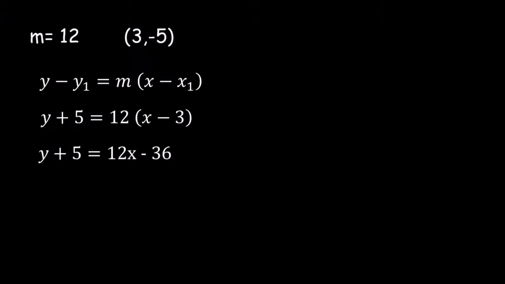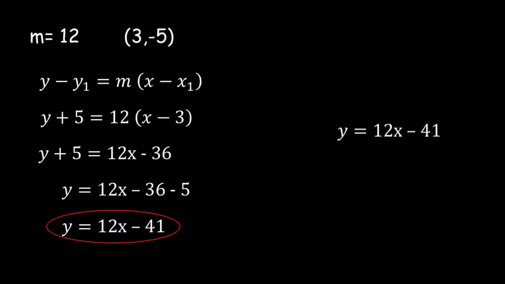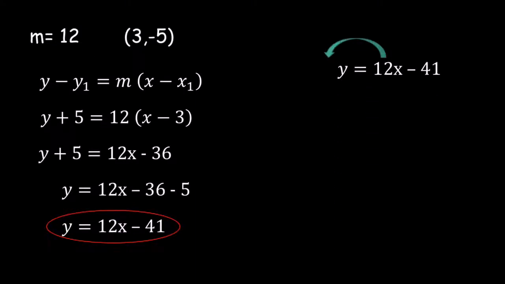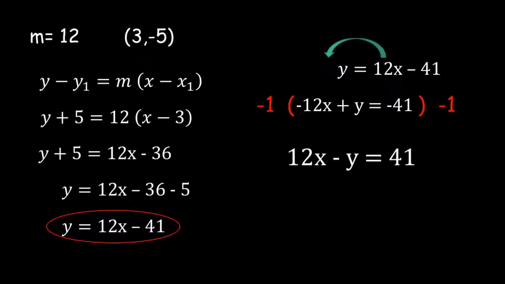And we'll make it a slope-intercept form, so it'll be y equals 12x minus 36 minus 5, or simply y equals 12x minus 41. Now to get its standard form, we'll transpose 12x to the left, and it will be negative 12x, and because it is negative, let us multiply both sides by negative 1, and the standard form would be 12x minus y equals 41.